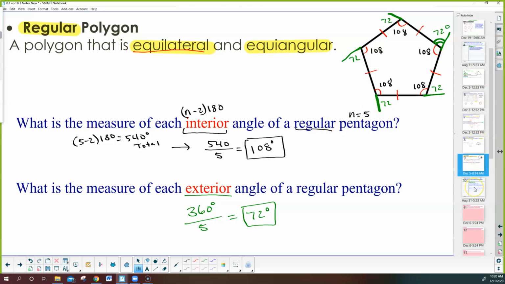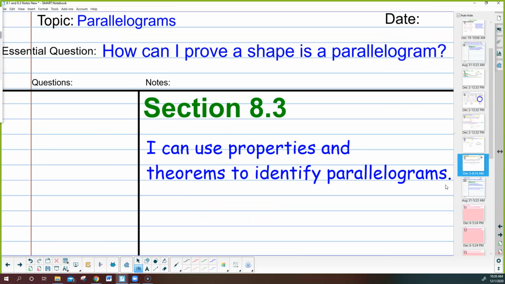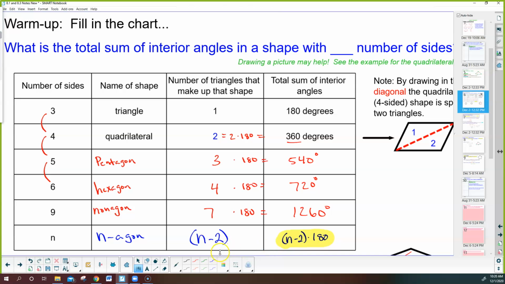Okay, so that was section 8.1. It was all about interior angles and connecting to the amount of sides, or exterior angles and the amount of sides. What we're focusing on for basically the rest of the trimester is going to be, ooh, I want to show you one thing here quick. It's going to be quadrilaterals.